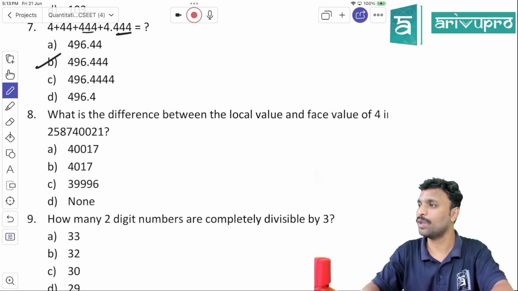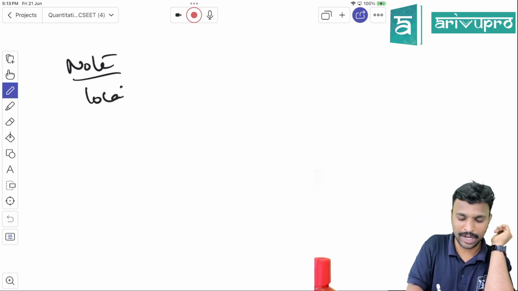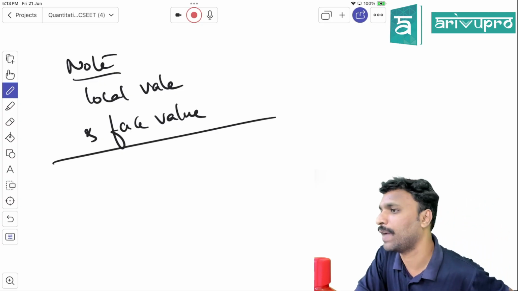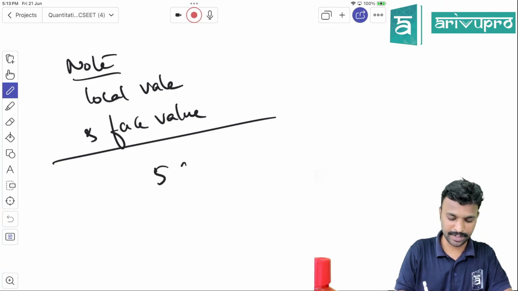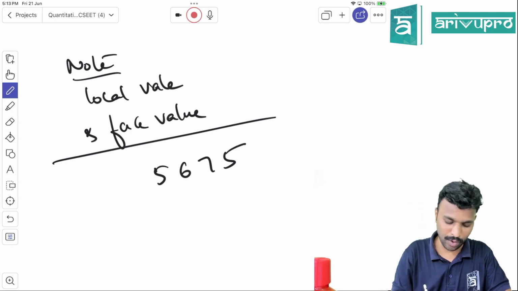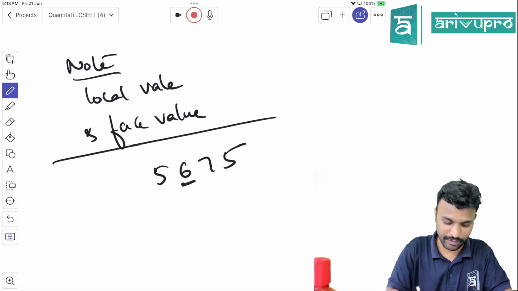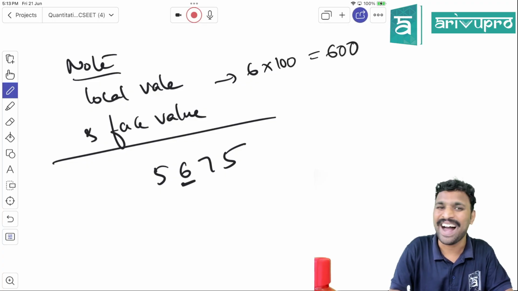Everyone, please make a note. Local value and face value. Everyone look, I'll give you a number. 5675. This is a number. What is the local value of the digit 6? See, local value basically means the value according to the position. What is the position of 6? Hundreds. So the local value of 6 is 600.